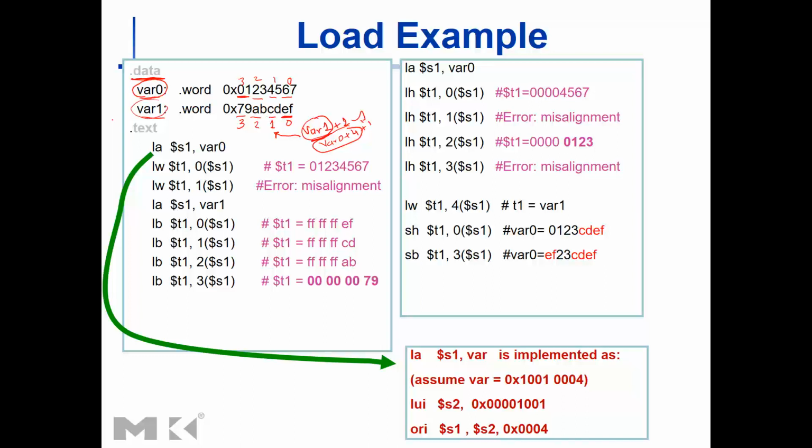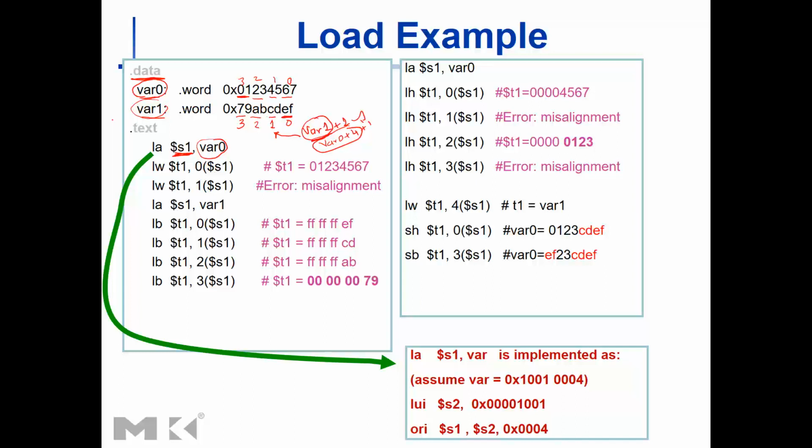Now, here we load the effective address of var0 into the base register S1. How can I load the effective address? Well, loading effective address, actually, that's not a MIPS instruction. That's an instruction that is decomposed into two instructions. You see, the address in MIPS cannot be loaded at once in the register.